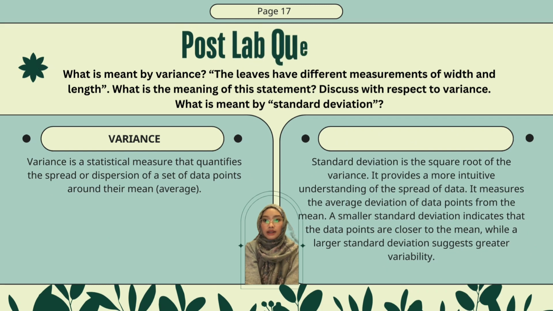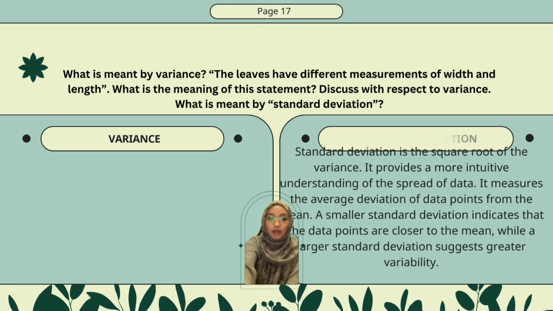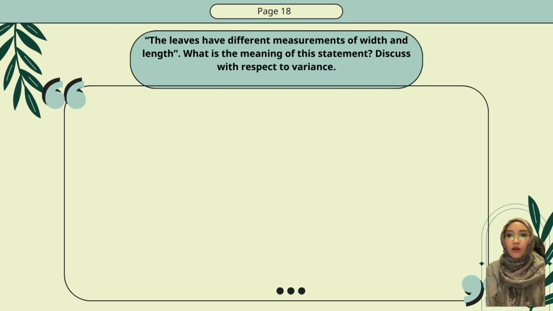What is meant by standard deviation? Standard deviation is the square root of the variance. It provides a more intuitive understanding of the spread of data. It measures the average deviation of data points from the mean. A smaller standard deviation indicates that the data points are closer to the mean, while a larger standard deviation suggests greater variability.